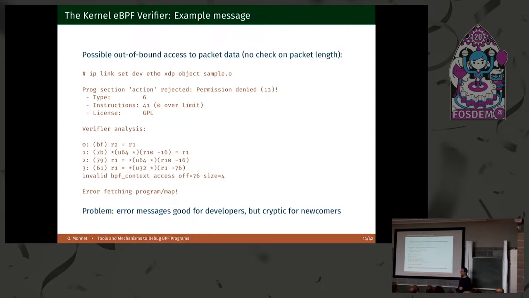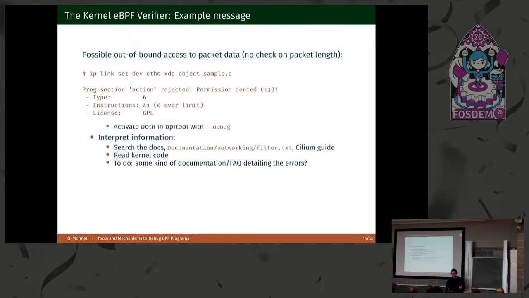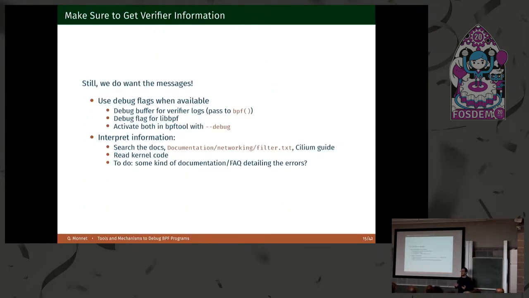So the message is very useful when you know what you're talking about, BPF context, invalid BPF context access. But for newcomers especially, those are very cryptic messages. It's very hard to understand what it refers to. So we would like to have some better things in the future, maybe some additional documentation or FAQs that would tell us where to look in that case. But still, we do want to have those messages, so it's especially important to be able to print them into the console, or you're just on your own to understand what's going on.